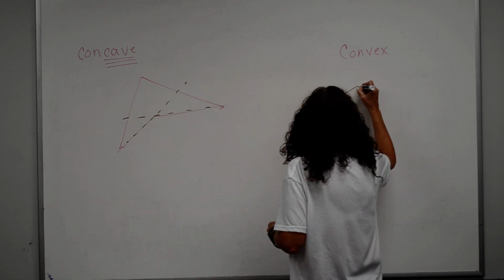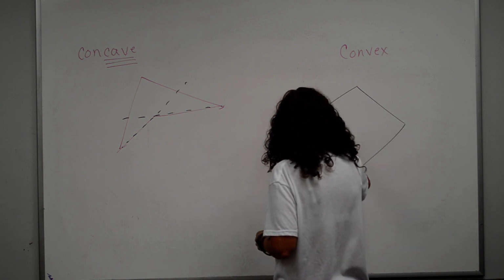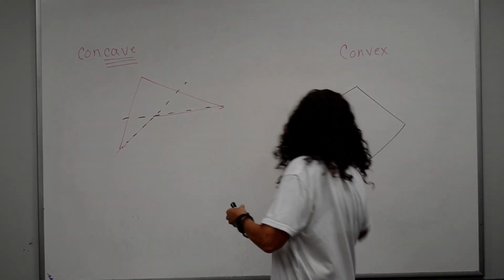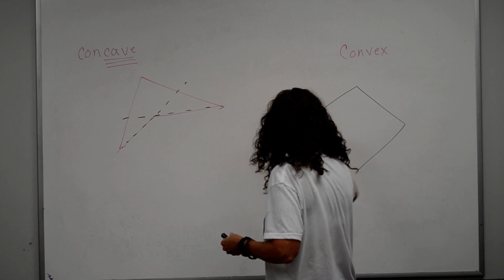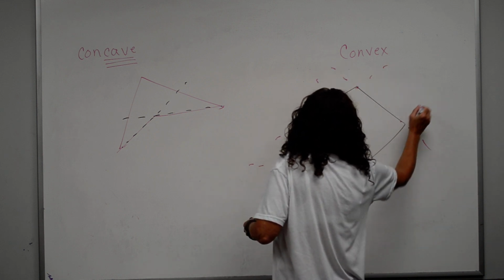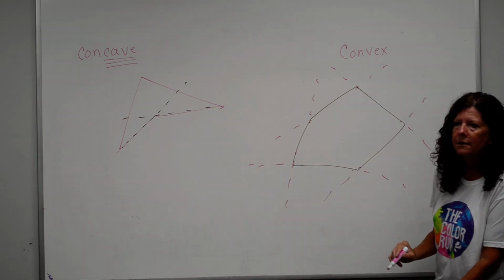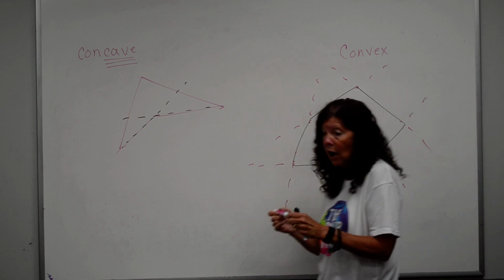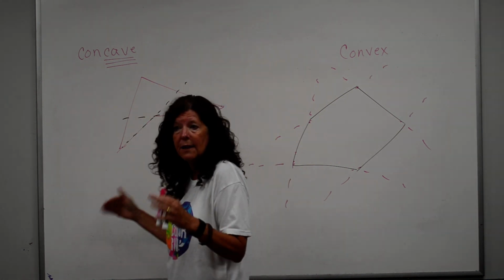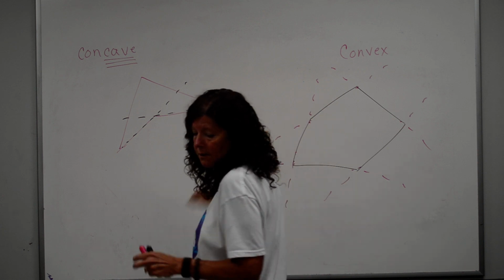Versus convex is normally what we think of more often. That's a polygon. If I extend any of those lines, do I ever go inside my figure? No. That's why it's convex. So that's simply all I have to do to determine which it is: extend my lines and see if it goes in. If it goes in, it's concave. If it doesn't go in, it's convex.